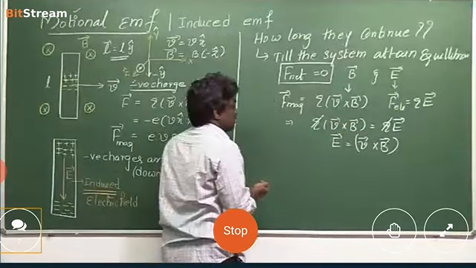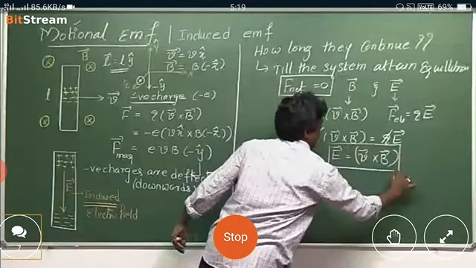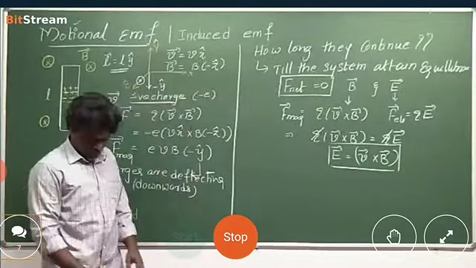Good. So now you got electric field E is equal to how much, Naina? V bar cross B bar. Come on, make it fast.